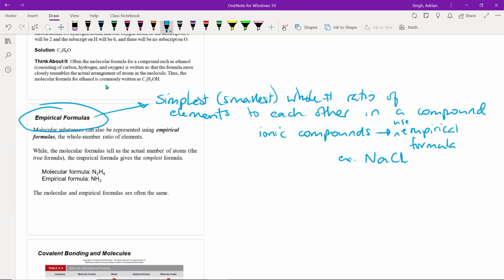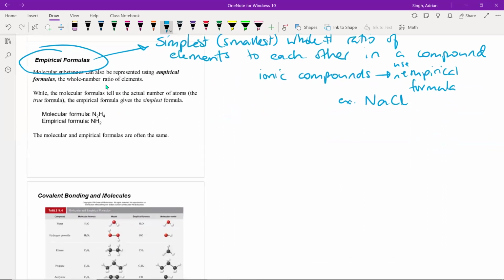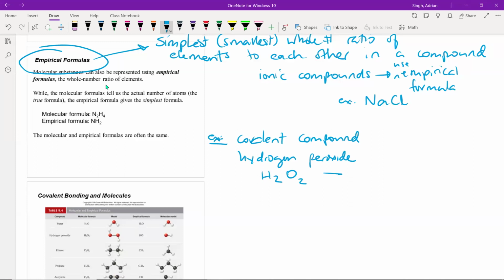Now, for your molecular formulas, which we know now we use for covalent compounds, they're going to be more informative than the empirical formula. So for example, if we have a covalent compound, we'll do hydrogen peroxide. Hydrogen peroxide has the chemical formula H2O2. This is the molecular formula for this.